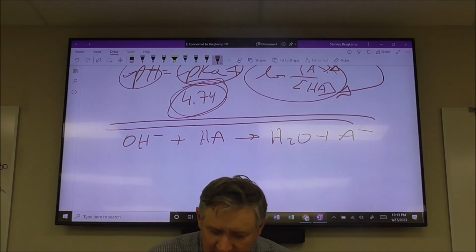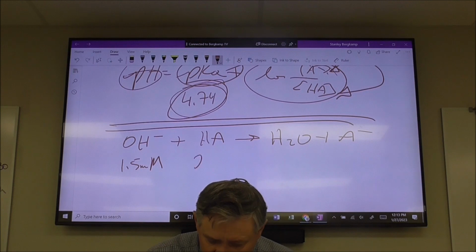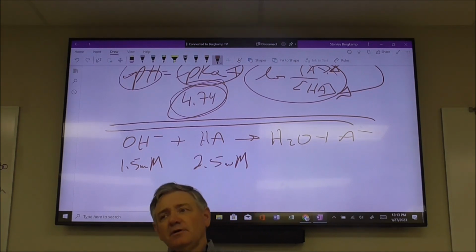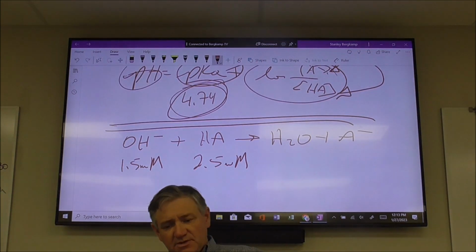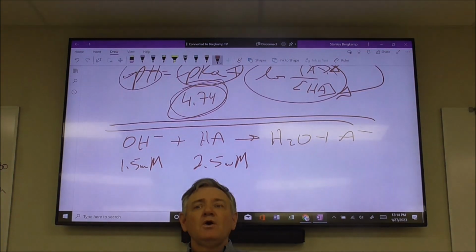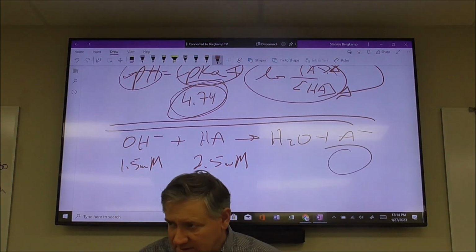In all of these, this side is going to stay the same for all three. You're still going to have 1.5 millimoles of acid. You're still going to react that with 1.5 millimoles of hydroxide. What changes is the anion concentration.